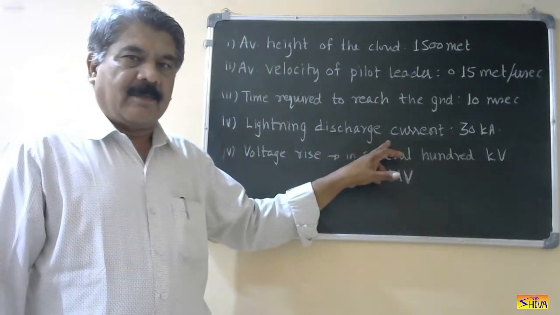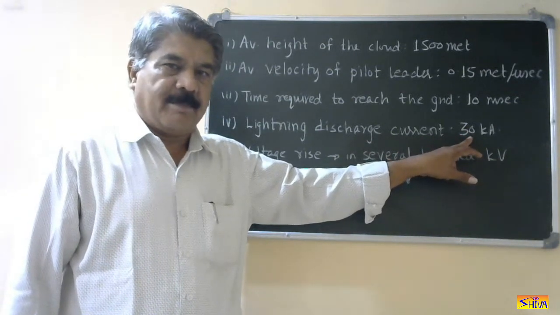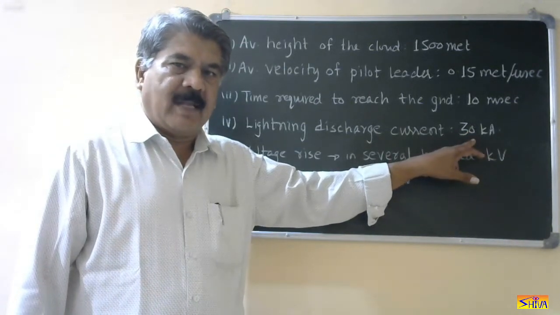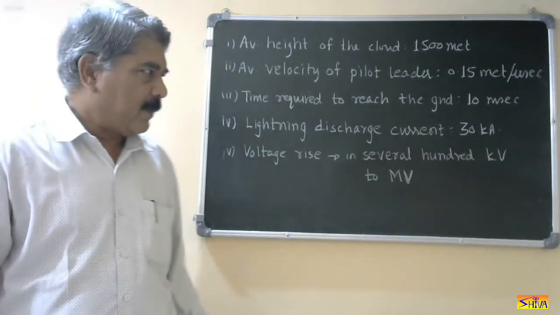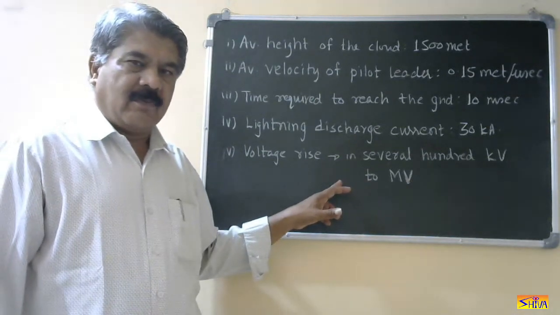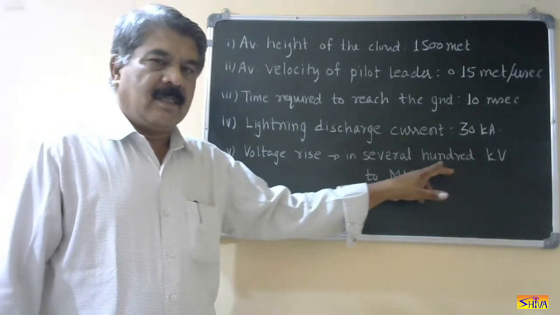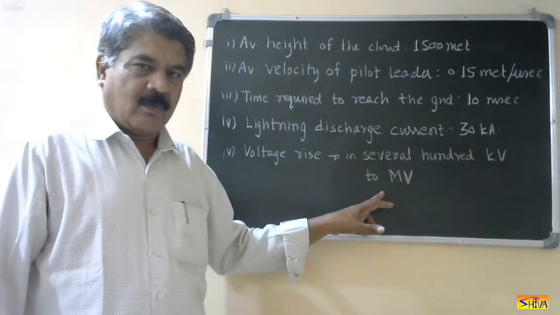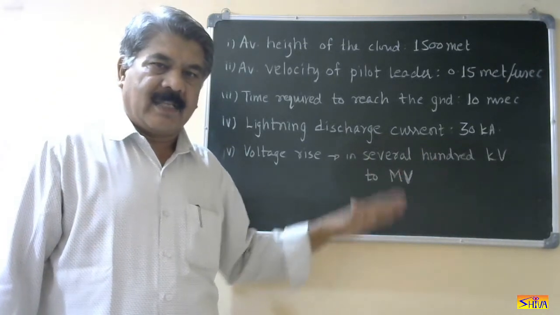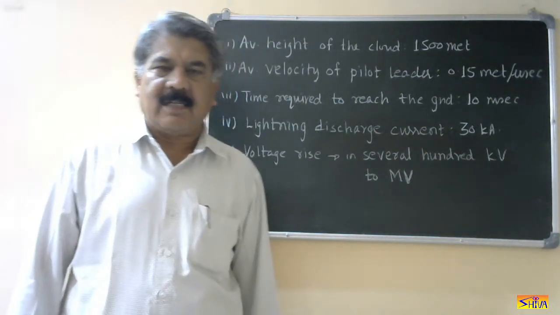Lightning discharge current: for calculation purposes, we take this value as 30 kiloamperes. That is also a statistical figure. So for calculation purposes, we assume that the lightning discharge current is 30 kiloamperes. Now due to this, the voltage rise at the point where the lightning has struck in the power system is in the range of several hundred kilovolts to megavolts. Now imagine this overvoltage wave of several hundred kV to megavolts traveling in both directions from the point where the lightning discharge occurs.